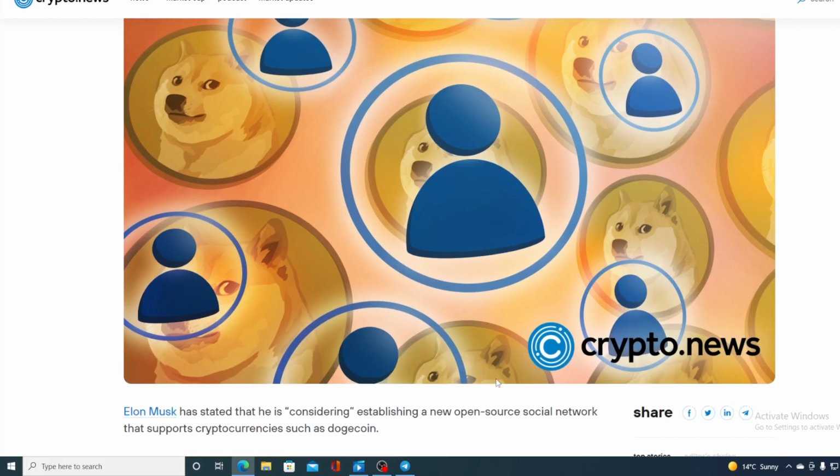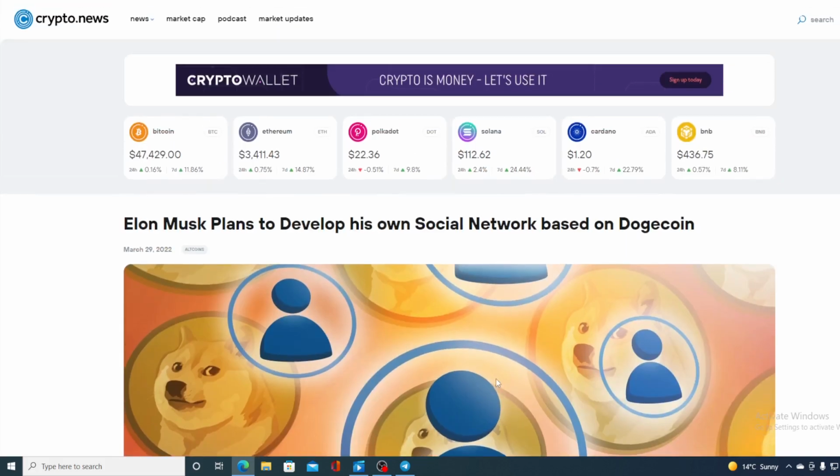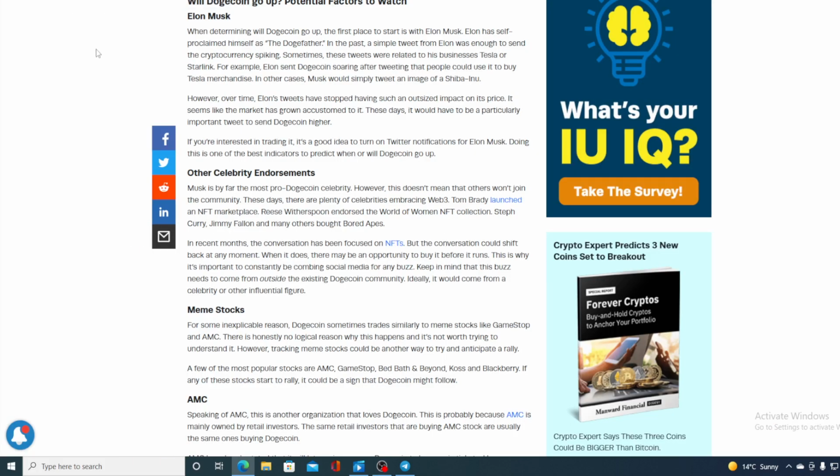So if Elon Musk makes his own new platform that is based on Dogecoin, it will definitely have a huge impact on the price. The news itself about this will also have an impact, I'm sure, because check this out, guys. When determining will Dogecoin go up, the first place to start is with Elon Musk. Elon has self-proclaimed himself the Dogefather. In the past, a simple tweet from Elon was enough to send the cryptocurrency spiking. Sometimes these tweets were related to his business, Tesla or Starlink, for example. Elon sent Dogecoin soaring after tweeting that people could use it to buy Tesla merchandise. In other cases, Musk would simply tweet an image of a Shiba Inu.